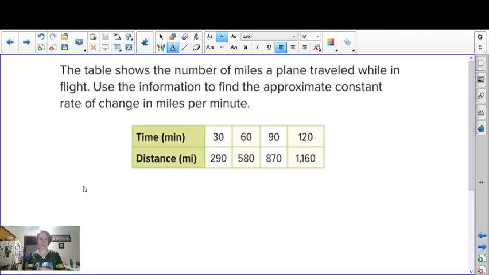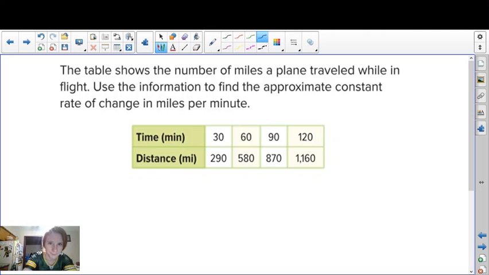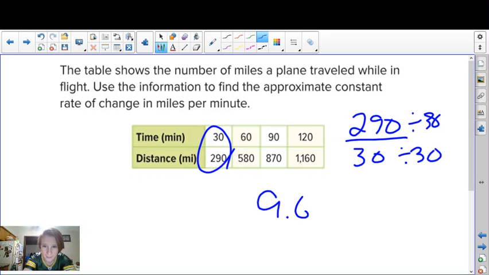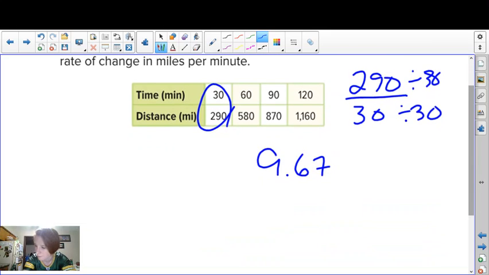The table is shown. Hey, the miles a plane travels while in flight. Use the information to find the approximate constant rate of change in miles per minute. So instead of miles per hour like the car, we're doing miles per minute. So I need to get my miles, or we'll do my first one. 290 over 30. So I want to divide both by 30, which gives me 9.67. It's 6666 repeating, which I'll round to 9.67.